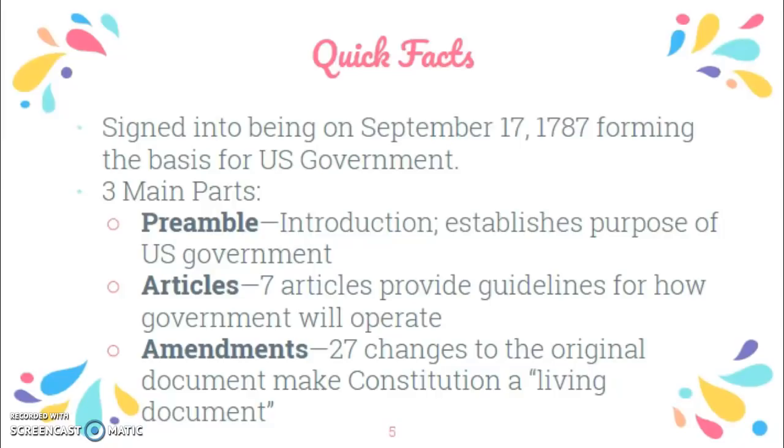Now, the second part of the Constitution are the articles. There are 7 articles that provide guidelines for how the government will operate. And then we have amendments. And remember, amendments or to amend means to formally change. So when we talk about amendments, there are 27 changes to the original document, making the Constitution the living document that it is today.